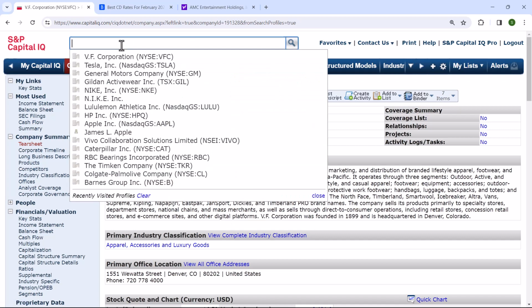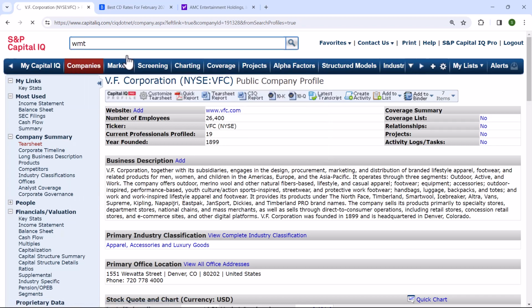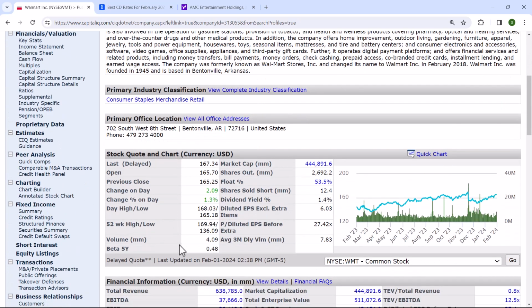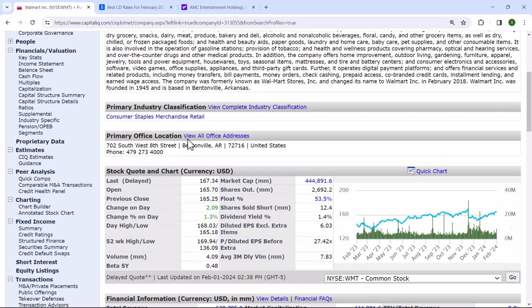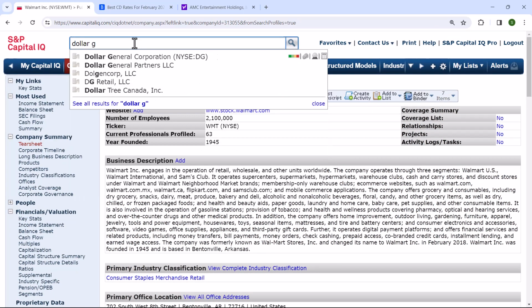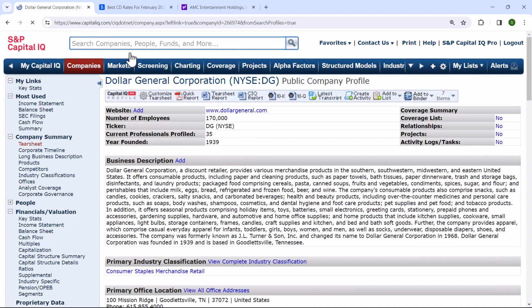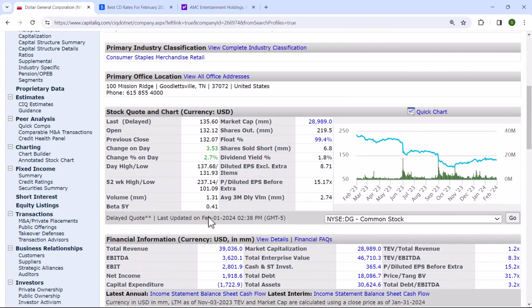Lower beta firms would include firms like Walmart. We can see here Walmart has a beta of 0.48, so much less than the average stock of 1. Dollar General. So Dollar General is a discount retailer, and again a fairly low beta of 0.41. Not very sensitive to market risks.